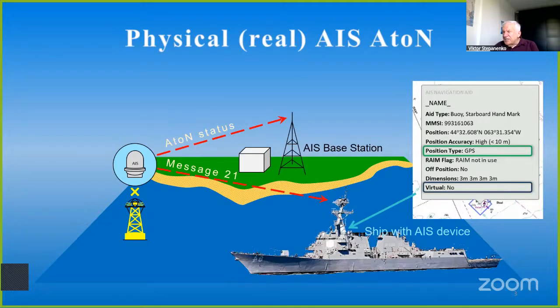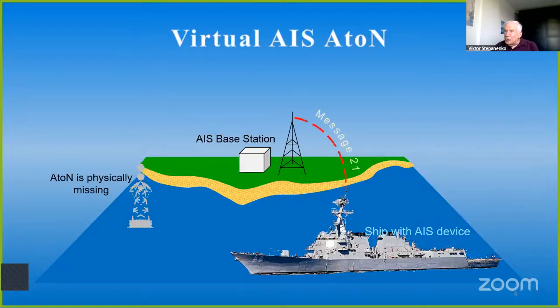In the actual case, MID is equal to 316. It means that the AIS AtoN is under Canadian jurisdiction. Physical AtoNs provide the most reliable information about their position among all other types of aids to navigation. Next slide. Virtual AIS AtoN.